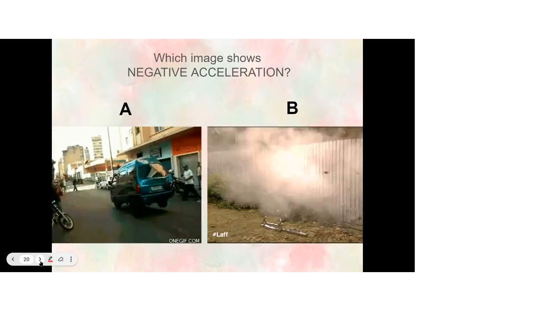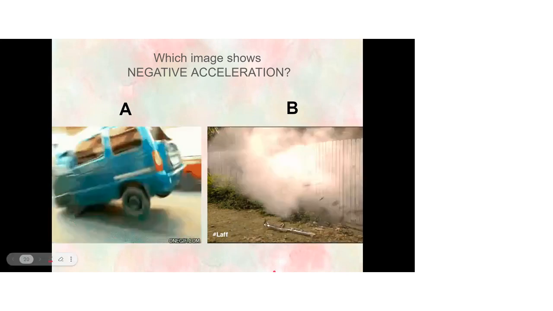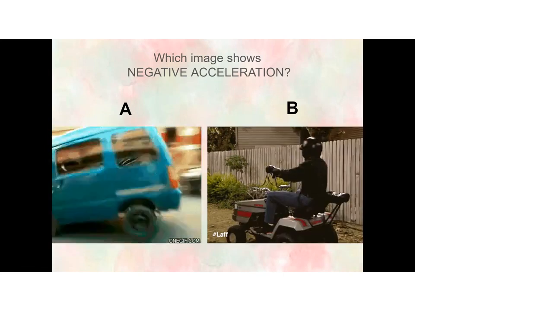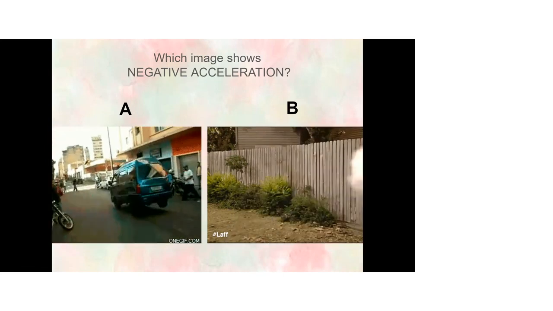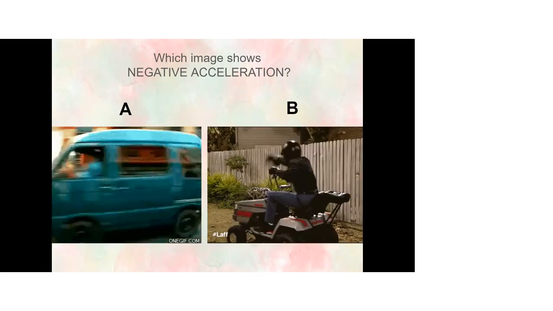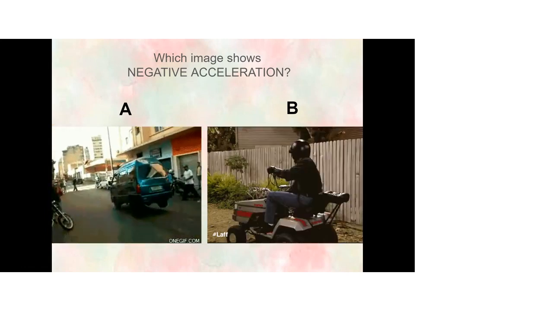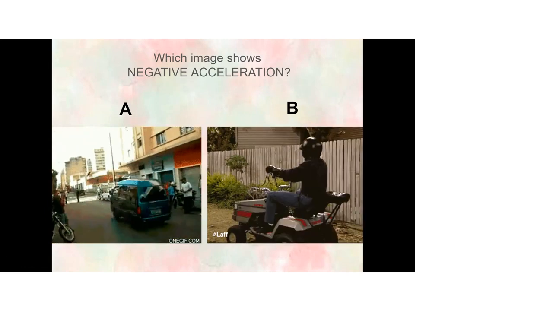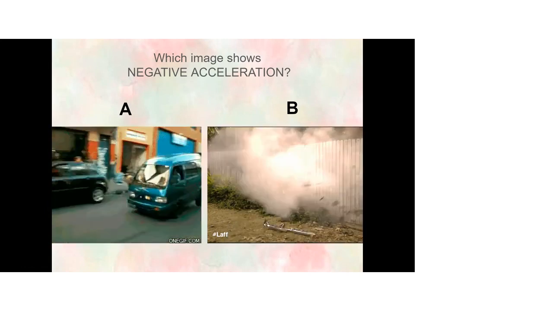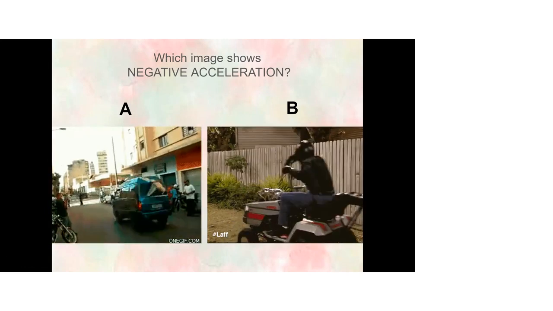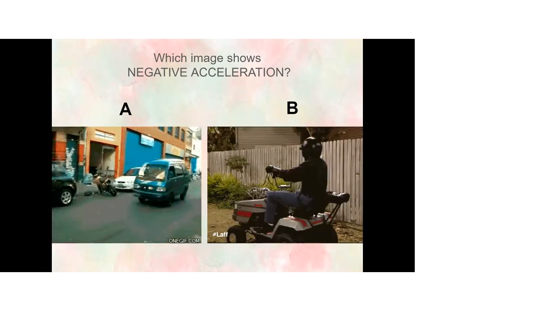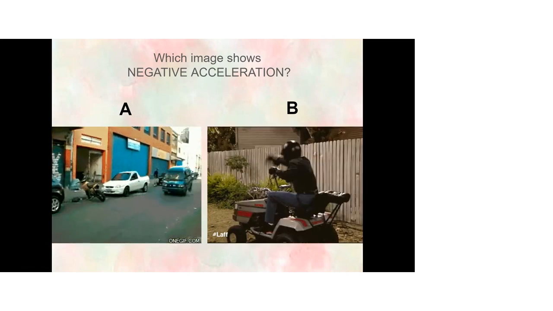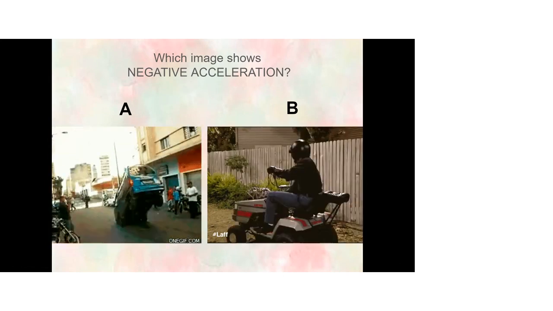All right, so which image shows negative acceleration? Let's see what your opinion on this one is. Negative acceleration, right? A or B, negative acceleration. Is it the van that almost tips over? Negative acceleration, is it A or B? What do you think?